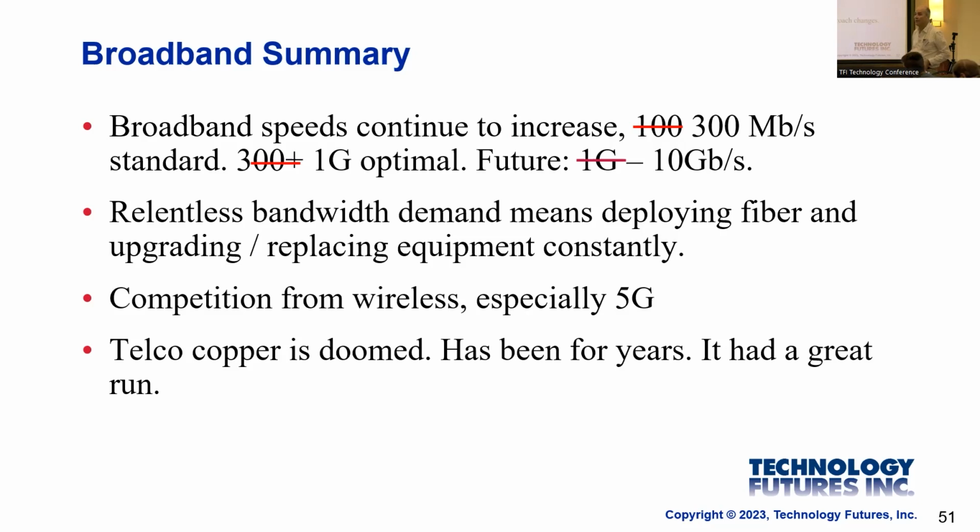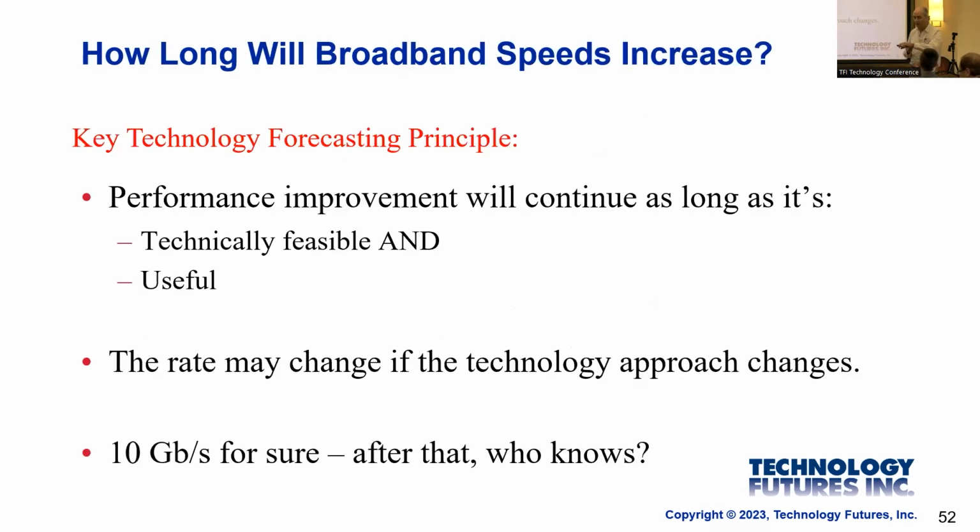How long will these broadband speeds increase? Basic technology forecasting principle: performance will increase as long as it's feasible and as long as it's useful. The rate may change if the technology approach changes, but the technology approach is pretty well known now. It's feasible. I believe it's useful, as we'll talk more about tomorrow. So the 10 gigabit generation to me is a sure thing. Beyond that, who knows? But for right now, this will definitely go on until at least 10G for broadband. Wireless, who knows?